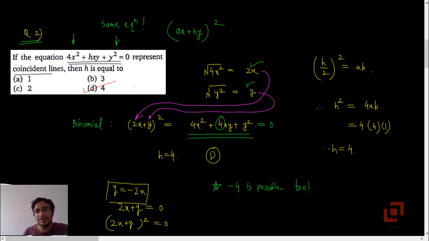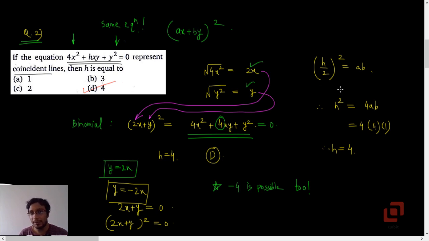Now if instead of taking positive y, had we taken the negative root, that is minus y, then we would have got h as minus 4, okay. In that case the lines would have been y equal to 2x, okay. Yes, but because the option minus 4 is not there in the given set of options, we should be happy with 4, okay.